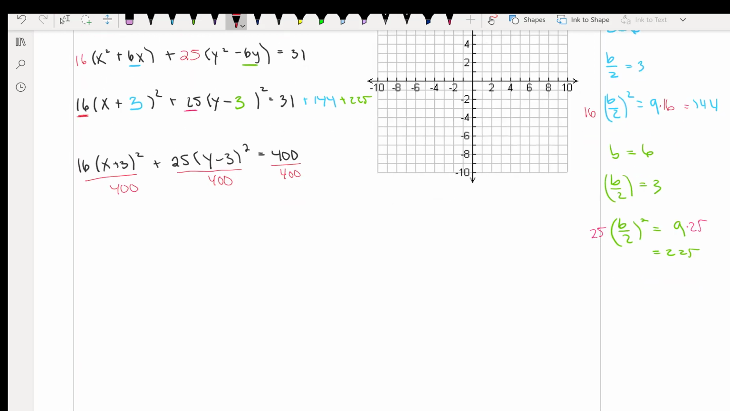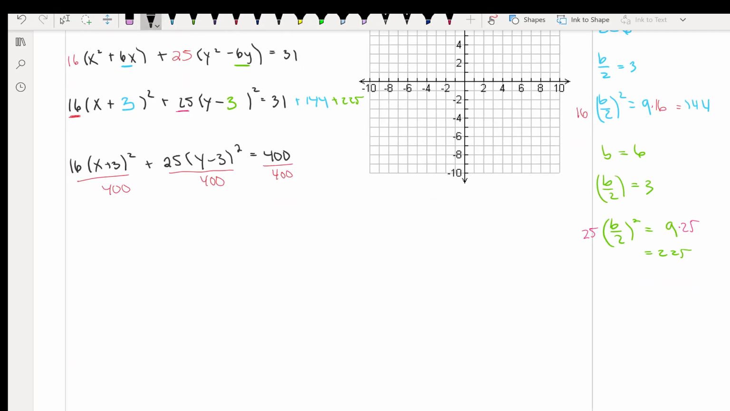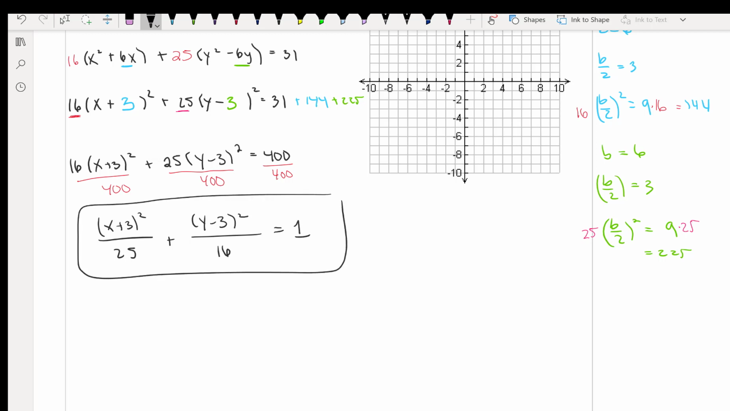So again, I'm using my calculator, and so I'm going to get my 16 divided by 400, which is going to give me the 25 in my denominator. And so again, my fraction, where I have 25 as my numerator and 400 in my denominator, I'm going to get a 16. So here's my equation. So I can tell you that my center is going to be -3, +3.